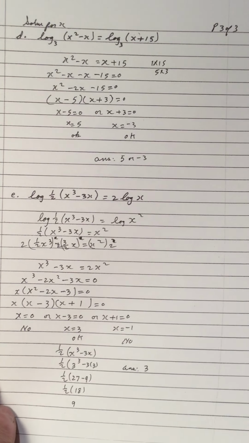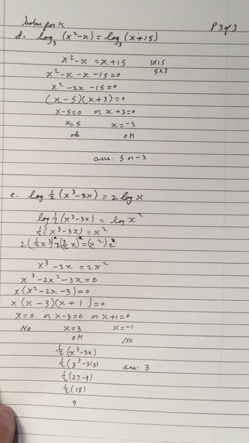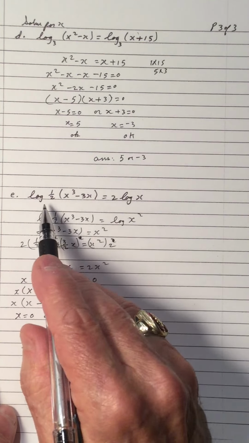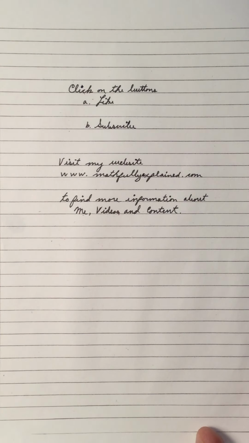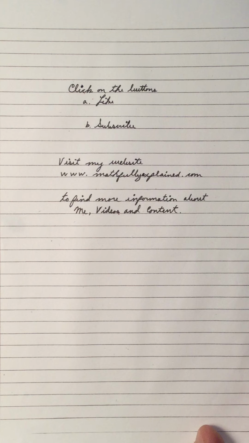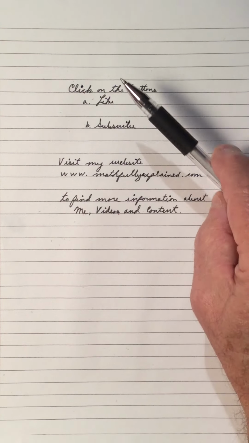So that's just a review of having logs on each side. We just have a log, we simplify, and everything works out. We've got to be aware that the number has to be greater than 0, and the base has to be greater than 0, not 1. Keep that restriction in mind.